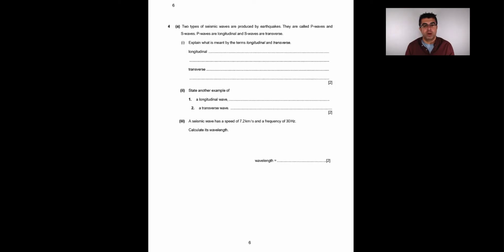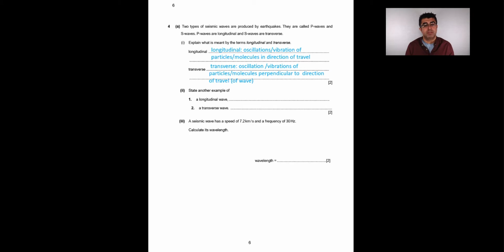Question number 4. Two types of seismic waves are produced by earthquakes. They are called P waves and S waves. P waves are longitudinal and S waves are transverse. Explain what is meant by the terms longitudinal and transverse. These are straight definitions from any textbook, including my own. Longitudinal: oscillations or vibrations that are parallel to the direction of travel. Transverse: oscillations or vibrations of particles that are perpendicular, or at right angles, to the direction of travel.